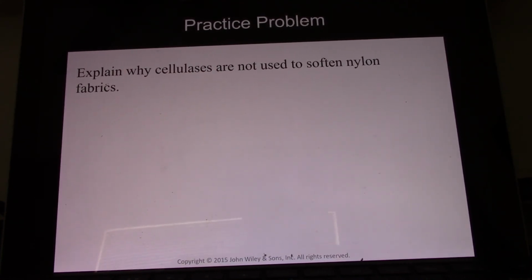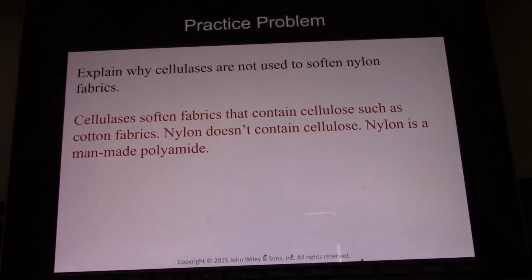Explain why cellulases are not used to soften nylon fabrics. Because nylon does not contain cellulose. Nylon is actually a completely man-made polyamide and therefore would not react with cellulase.